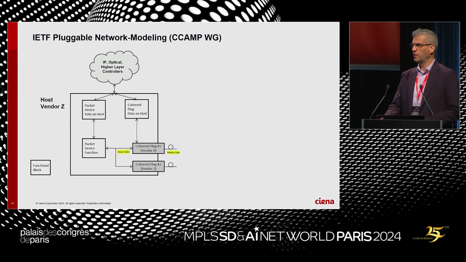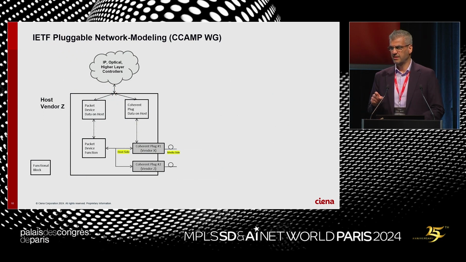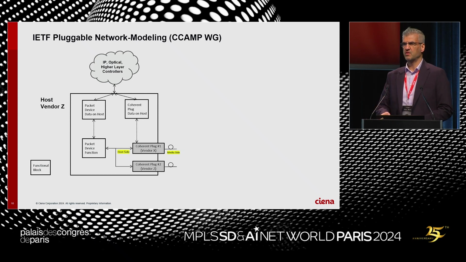Now, let's go to one router. As you see here, these boxes that I show here are the functional boxes. I have the host from vendor Z. I have two pluggables, one from vendor Y and one from vendor X. Basically, here it shows the multi-vendor aspect of that.